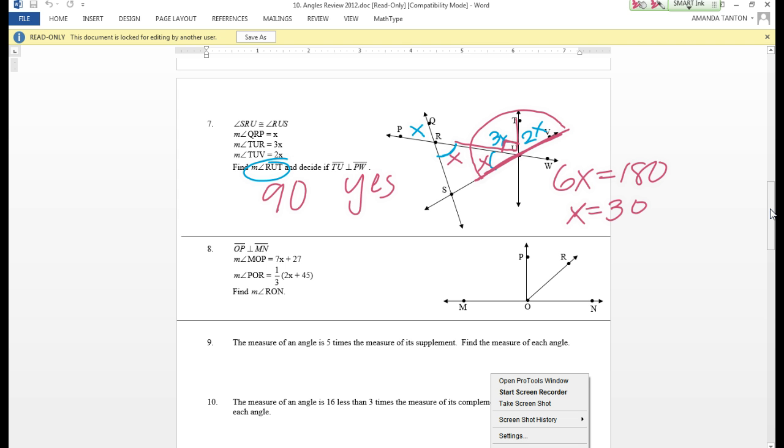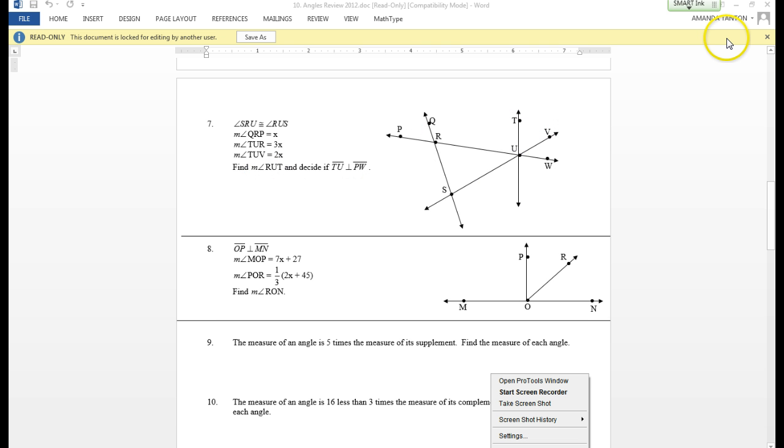Is that okay? We use vertical angles and we use our arcs. There's going to be arcs on the test tomorrow. You know, if you see arcs, those angles are the same. They're congruent. You can name them the same thing. Okay, what else from the review? Number 4.